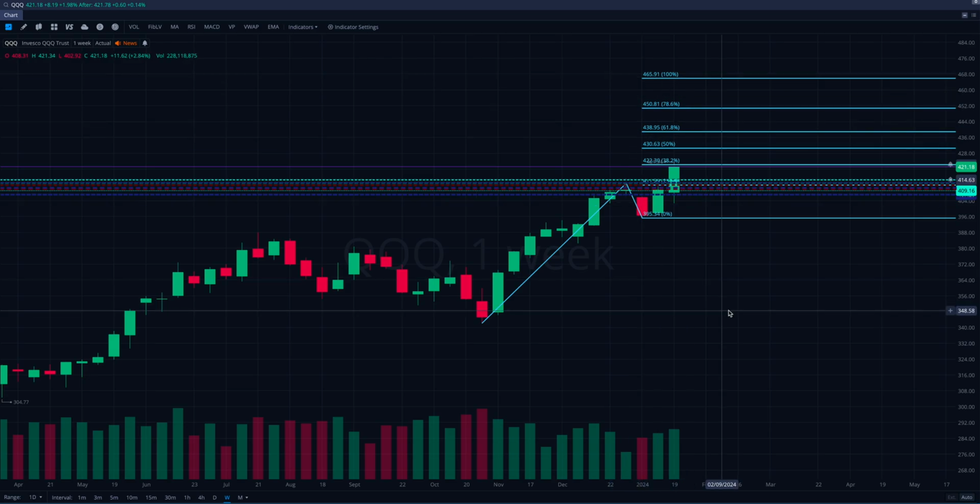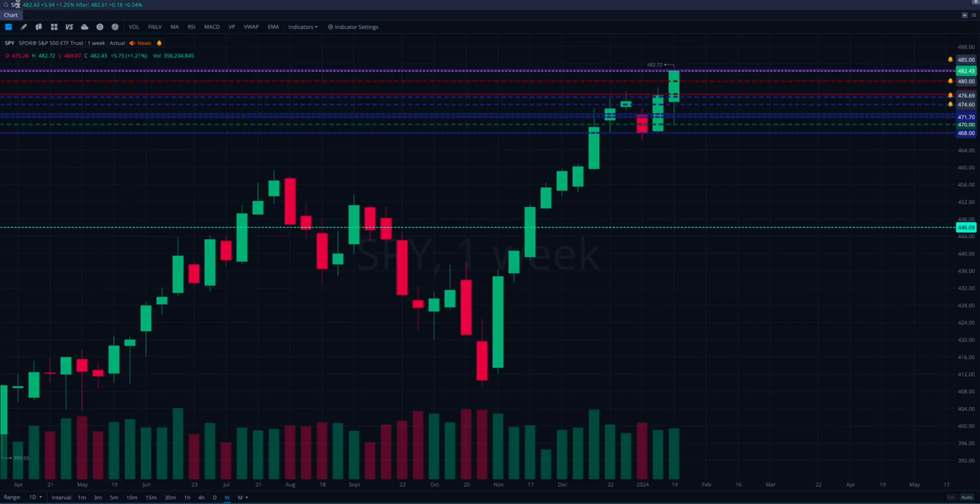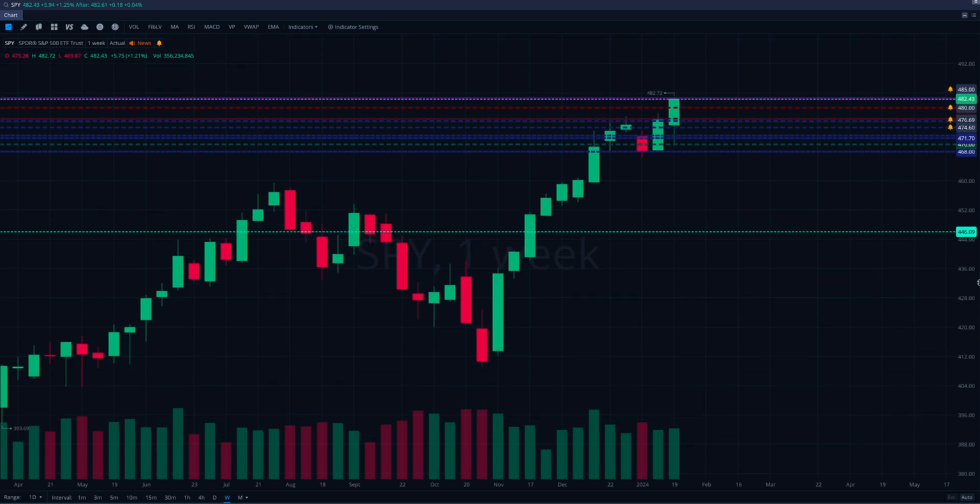Now, obviously, this doesn't mean we're going to get there. Just because you draw a fib extension, there's no guarantee we're going to hit these targets. But this is a nice way to look at where price could go when we have no clue and no other levels to draw from, right?